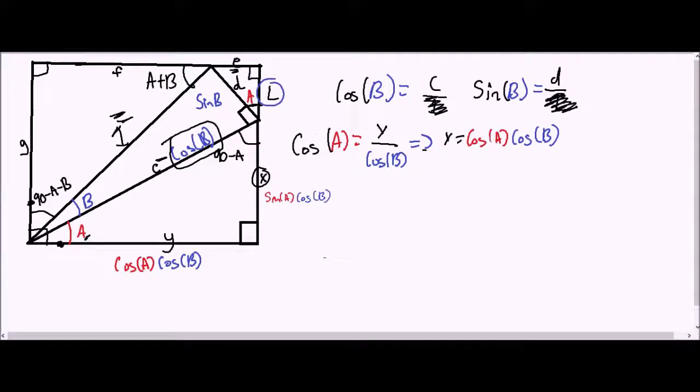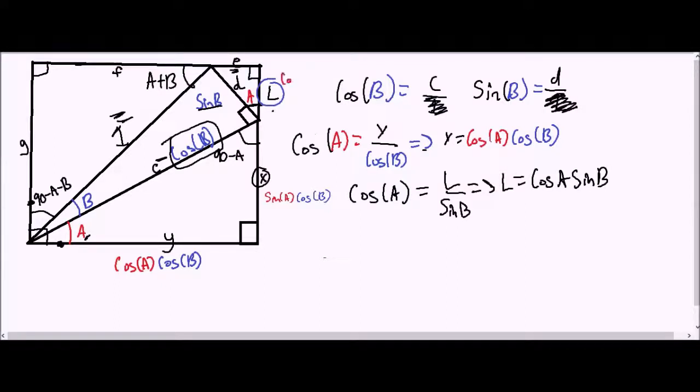L is associated with the angle A, and it's adjacent to it, so I'm going to say cosine of A is equal to L over this hypotenuse. Now this hypotenuse is sine of B. So multiplying both sides by sine of B, we get L is equal to cosine of A sine of B. So L is cosine of A, and in blue, sine of B. Now let's solve for this E up here. That is an E, in fact. Maybe draw it. E. Let's solve for E. Well, we're going to use the same identity, only with sine.